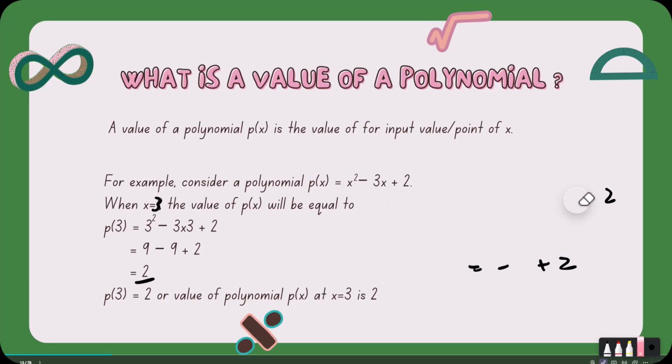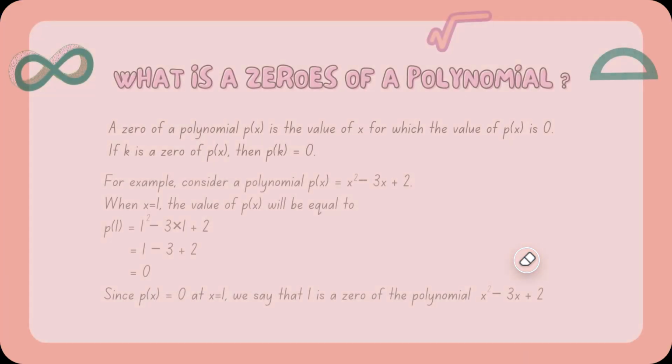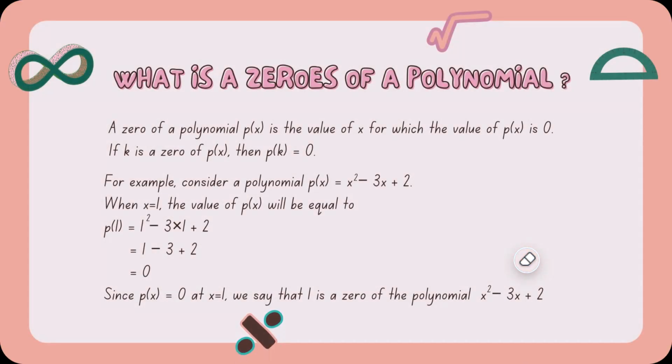So we understood what is the value of the polynomial now. Now let's try to understand what is the zero of a polynomial. In the previous one we put 1, right? It became 0. If the value of the polynomial becomes 0, it is called what? The zero of the polynomial. The zero of polynomial p of x is the value of x for which p of x is 0. So when p of x becomes equal to 0, that input is the zero, okay?